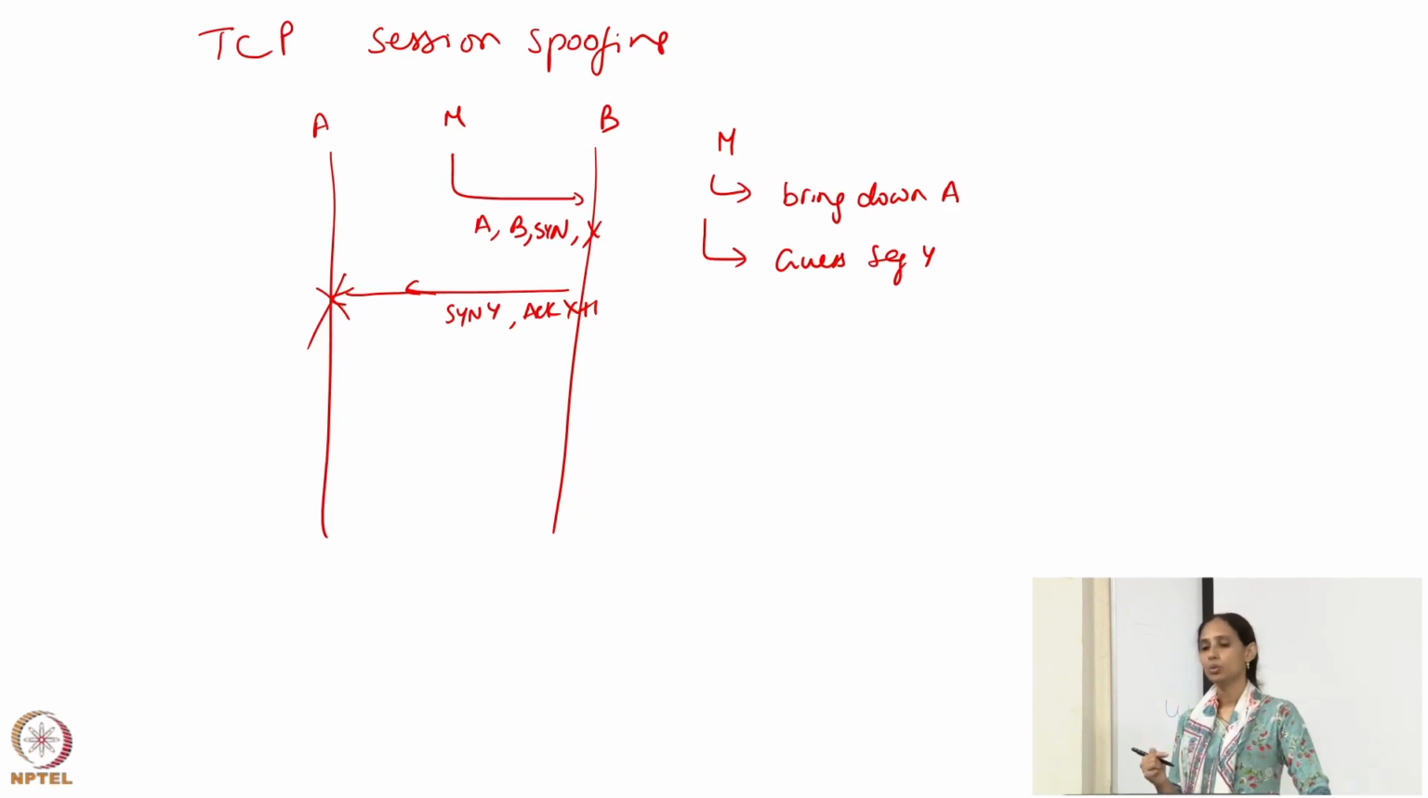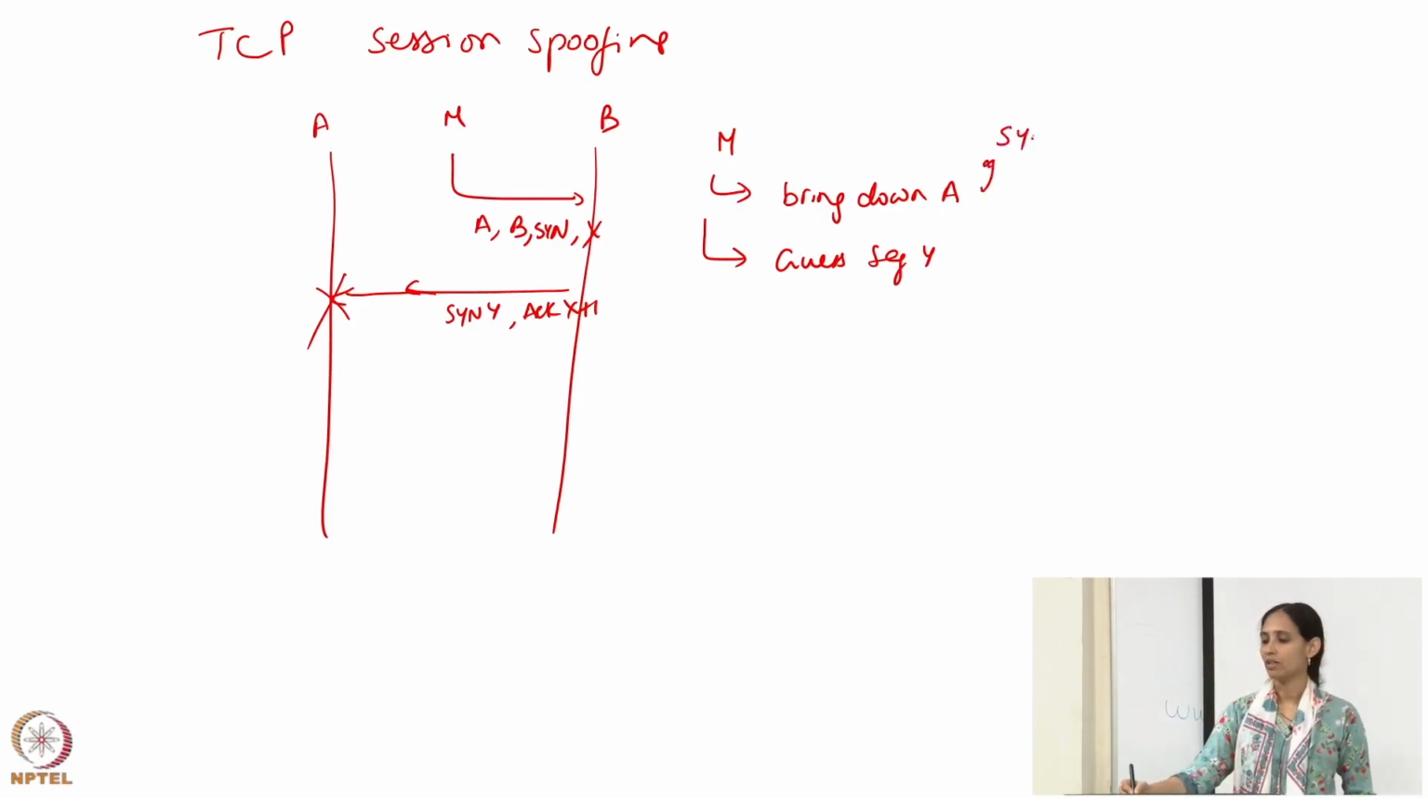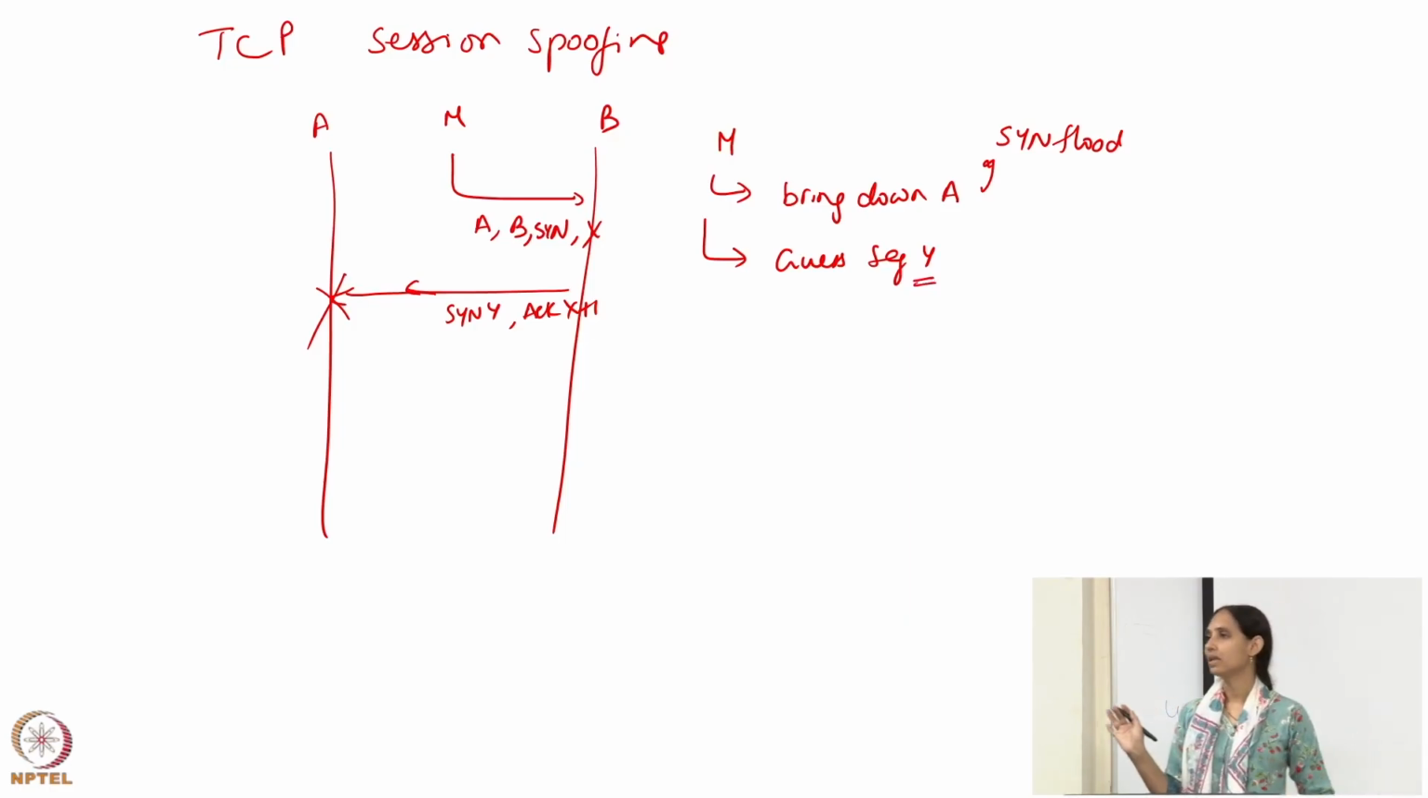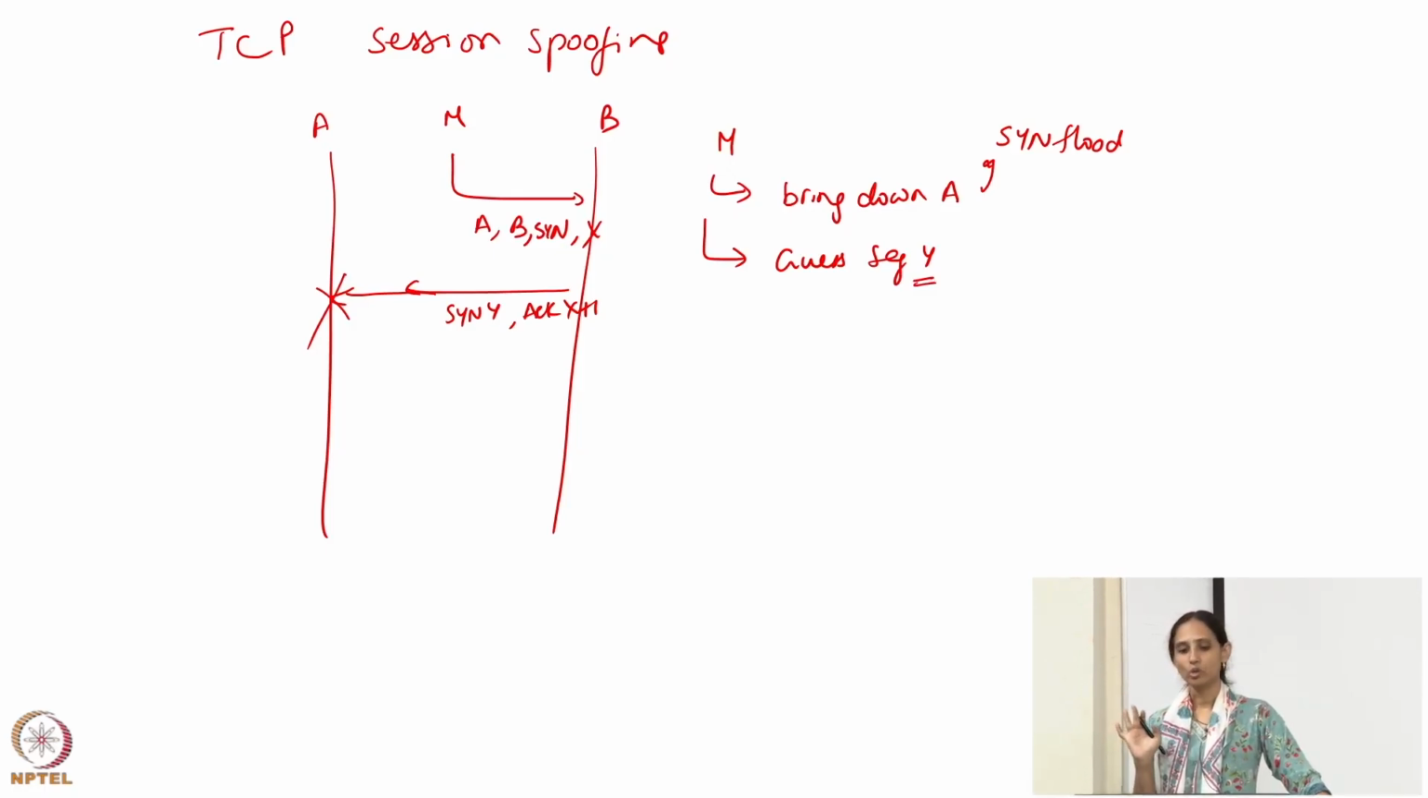If you are able to do that, then this session spoofing will succeed. So, bringing down A, oftentimes you will use a SYN flood to bring it down so that it cannot respond. That is a DOS attack you launch on it. And guessing Y, as I said, if it is on path you can easily guess it. If it is off path, it is much harder these days to do it. So, that is what protects TCP to some extent. Okay, so this is the TCP session spoofing.